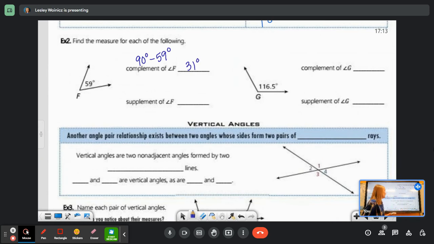Okay, now we need the supplement of f. So that's going to be 180 degrees minus 59 degrees. Okay, I got 121 degrees.